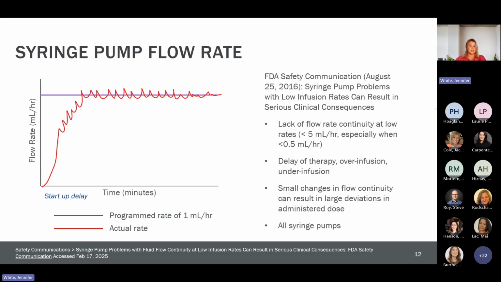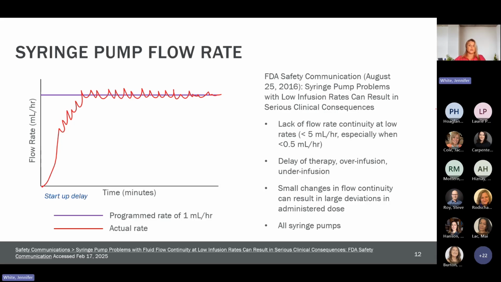How long the delay takes is dependent on the rate. Low rates cause longer delays. The syringe size also matters: large syringes, especially at low flow rates, will have longer delays. Another factor is whether or not the nurse has primed the pump. Using that prime feature on the pump engages gears more quickly, so you'll have that steady flow as soon as you hit start.